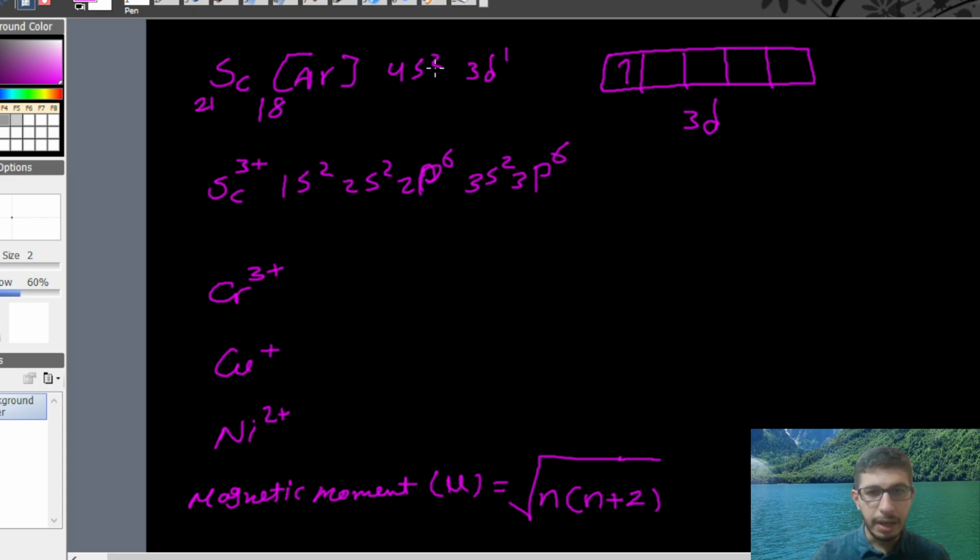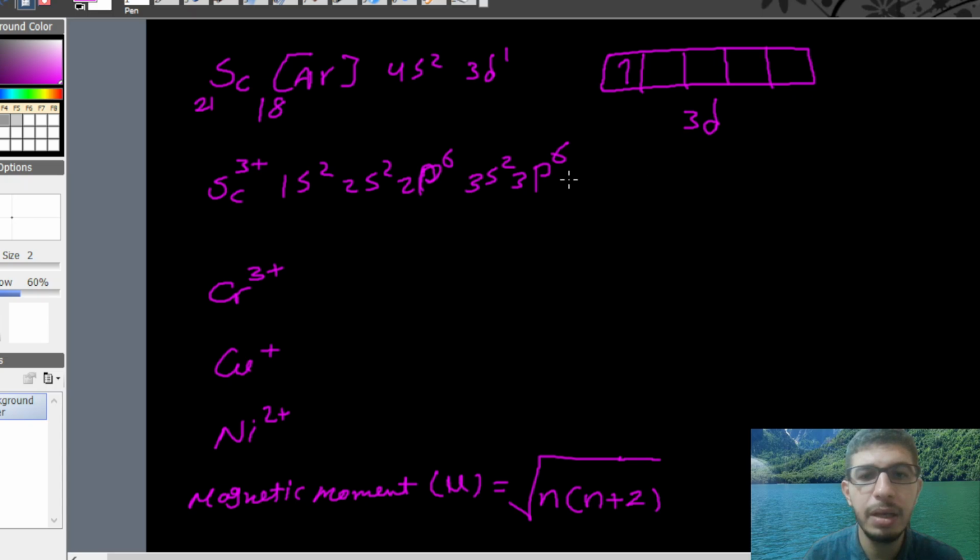You lose the electrons of the 4s2 and the electron of 3d1. In total, 3 electrons are lost from the scandium. So you will get the electronic configuration of argon 18. What you can see here is that you don't have any unpaired or single electrons, right?